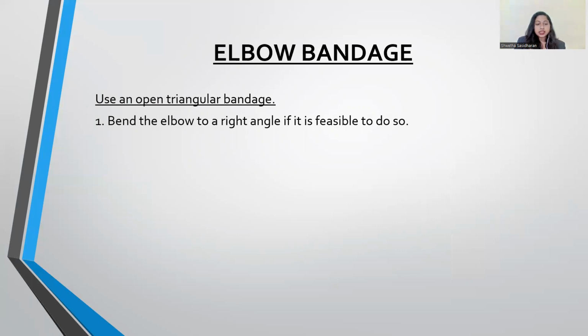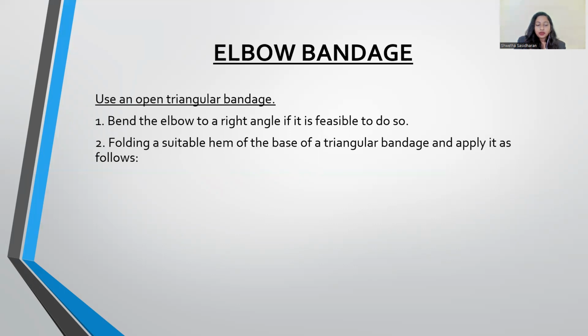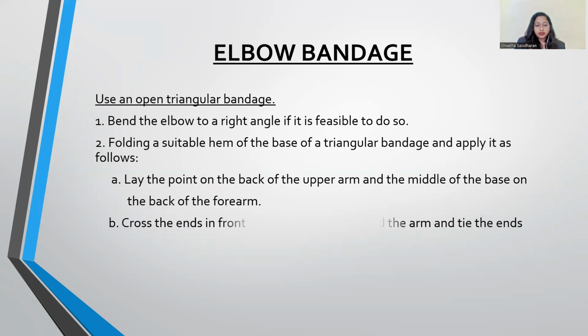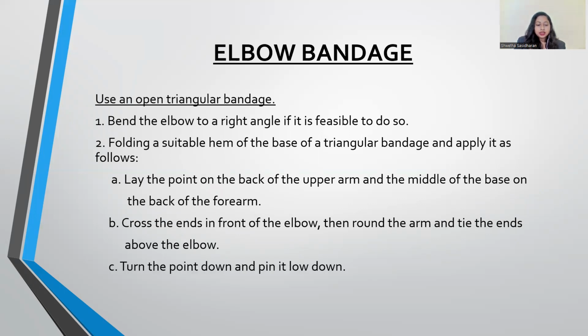So if it is so, then just put it to 90 degrees. If not, try to take it wherever it is possible. Fold a suitable hem at the base of the triangular bandage and apply as follows. Lay the point on the back of the upper arm and the middle of the base on the back of the forearm. Cross the ends in the front of the elbow and then around the arm. Tie the ends above the elbow. Turn the point down and pin it down low.